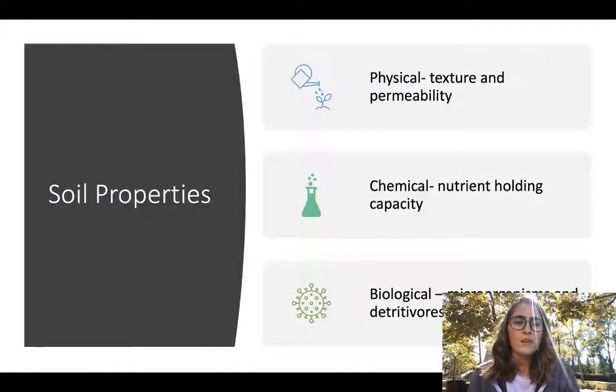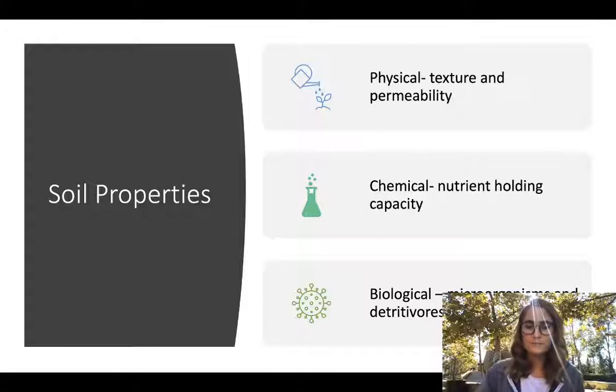So there are three properties of soil that we're going to focus on, except we've already focused on the biological component of soil. Now we're going to dive more into physical and chemical properties. The physical properties are going to include texture and permeability, and I'm going to expand on that. And the chemical properties are going to be their ability to hold nutrients, or their nutrient holding capacity. We've already talked about this a little bit, but it's really its ability to hold things like phosphate ions, magnesium ions, iron ions, etc.